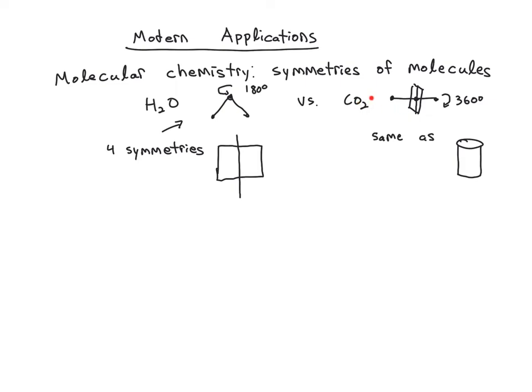On the other hand, CO2 has infinitely many, because any possible rotation here gives a different symmetry of the molecule. In fact, you can pretend that it's a toilet paper roll or a cylinder, and it's the same symmetry group. And so graduate students in chemistry actually have to study this stuff. They study group theory, the same stuff we're studying, so that they can study symmetry groups of molecules, so that they can understand how that affects chemical reactions.